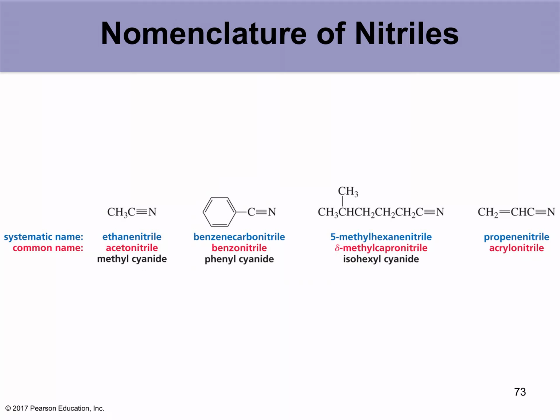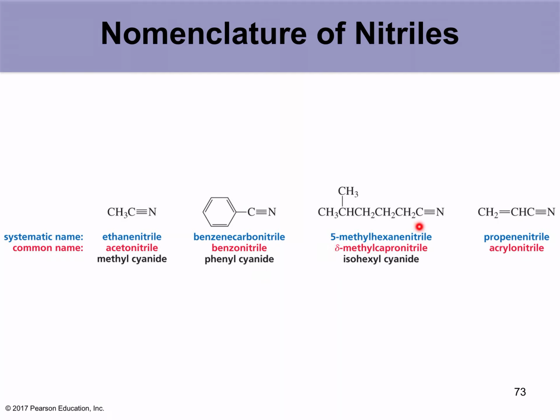Let's look at how to name these nitriles. Systematic name, ethane nitrile. There are two carbons, so meth for one carbon, eth for two carbons. So ethane nitrile or acetonitrile, methyl cyanide. So those are the names. And this is benzene carbonitrile or benzonitrile, phenyl cyanide in other words.